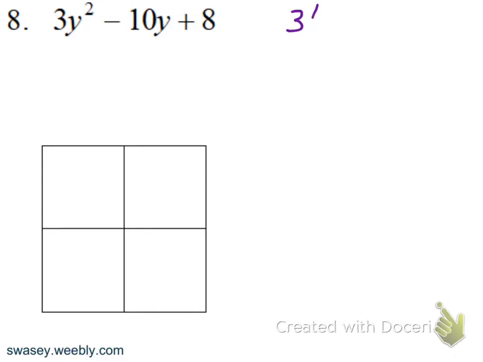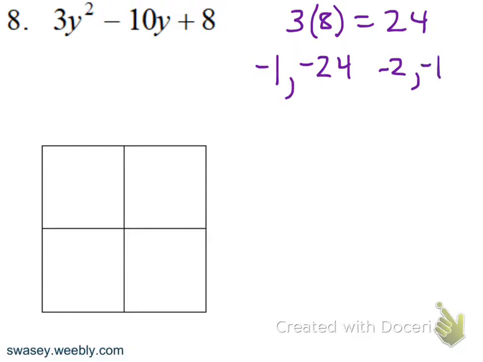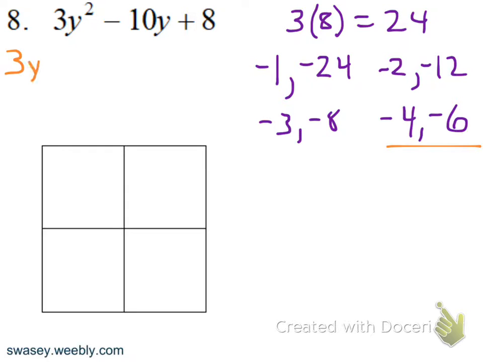GCF is 1, a times c, 3 times 8 is 24. Looking for factors of 24 that add up to negative 10. They're going to be the same signs, and both negative because the bigger one needs to be negative. List out your possibilities. Looking for the pair that adds up to negative 10, and that's negative 4 and negative 6. Fill in your box.